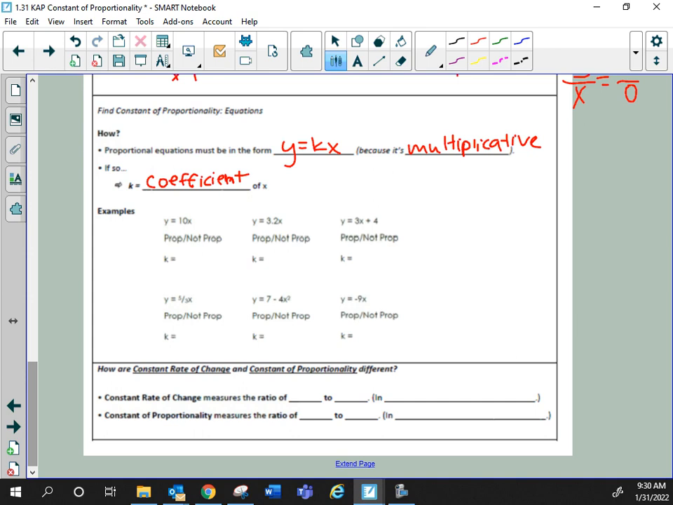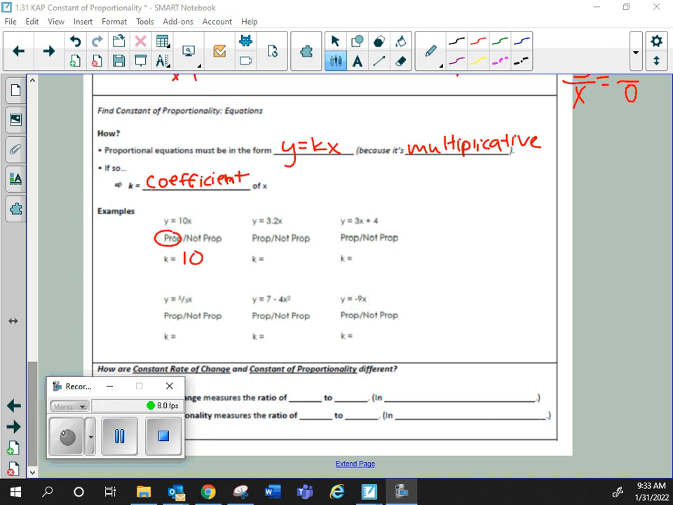Okay, so let's just go through proportional or not. For the first one, proportional or not? Yes, because it's multiplicative. What is that constant of proportionality? It's my multiplier, so it's just 10. You'll see how I did that? Okay, try the rest. Ready, go.